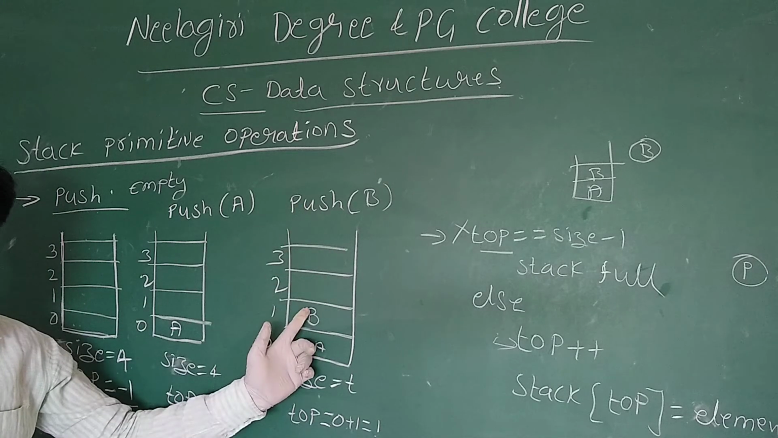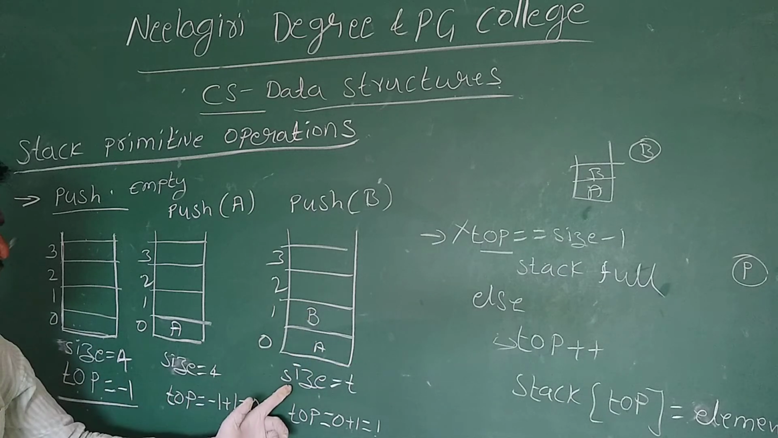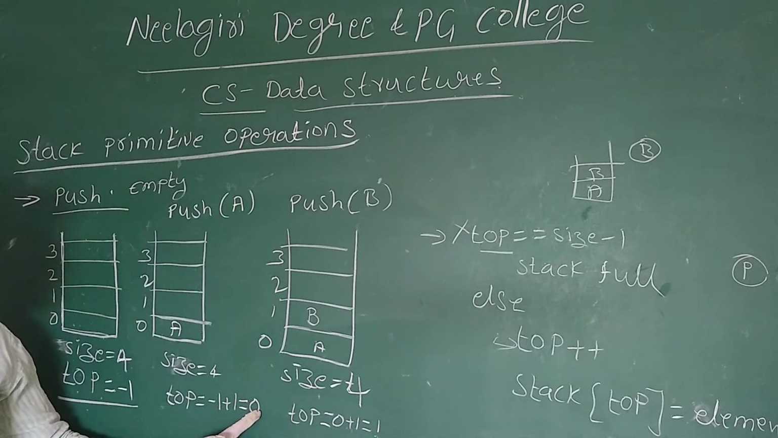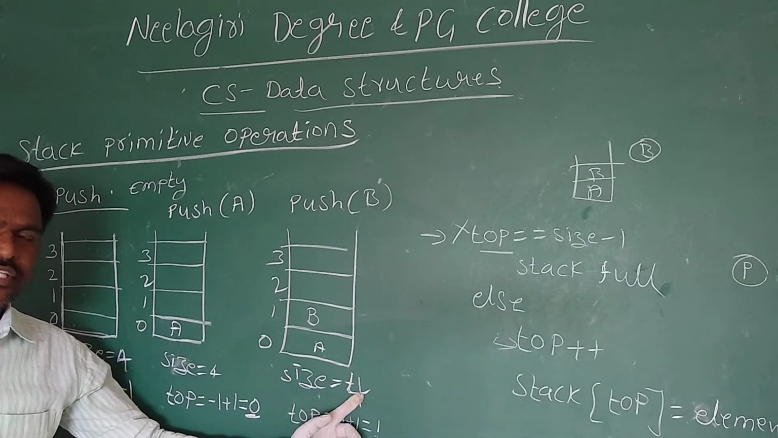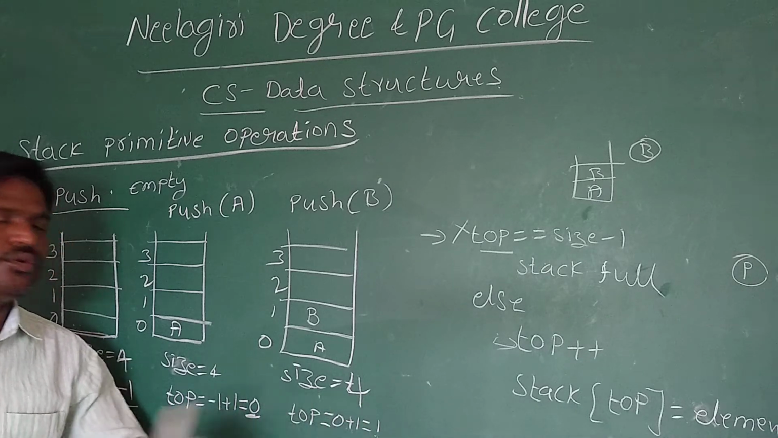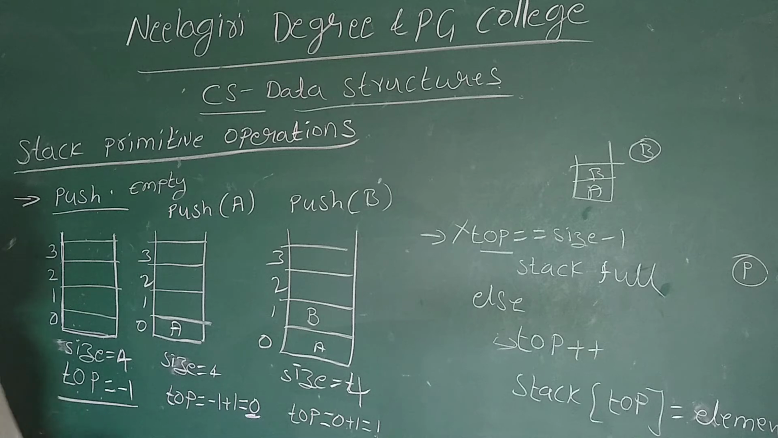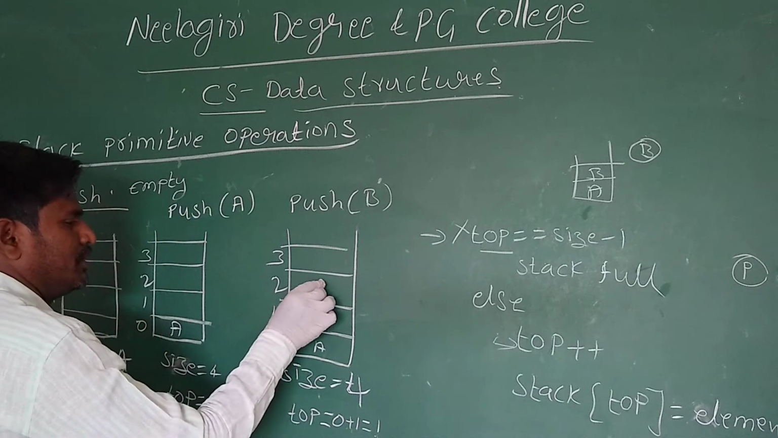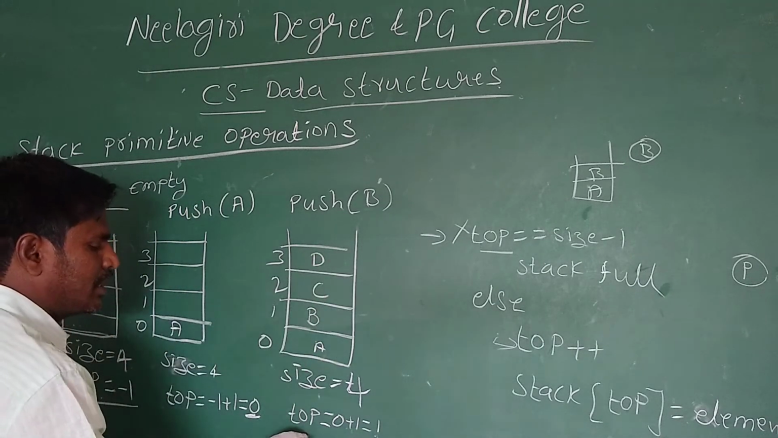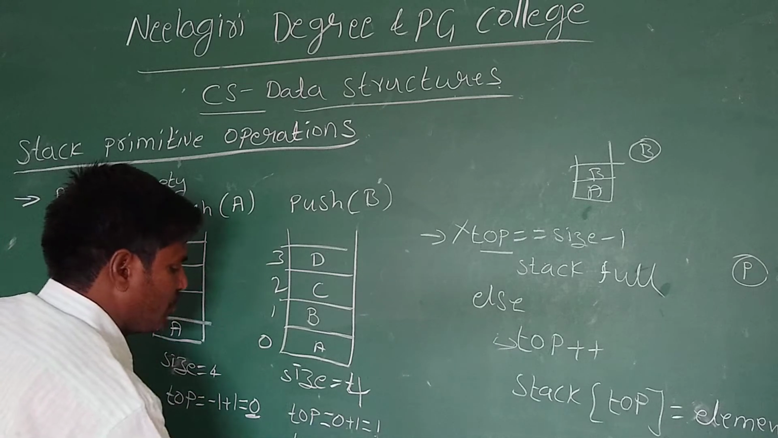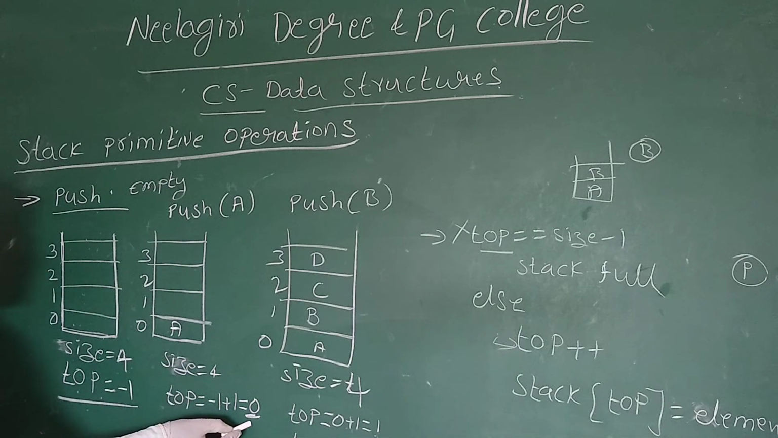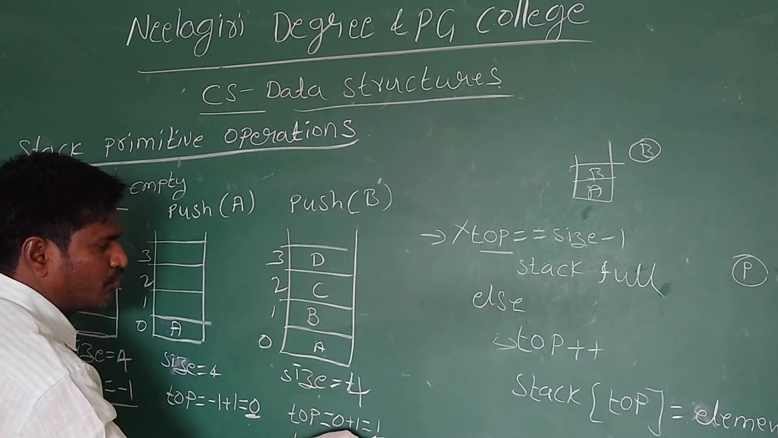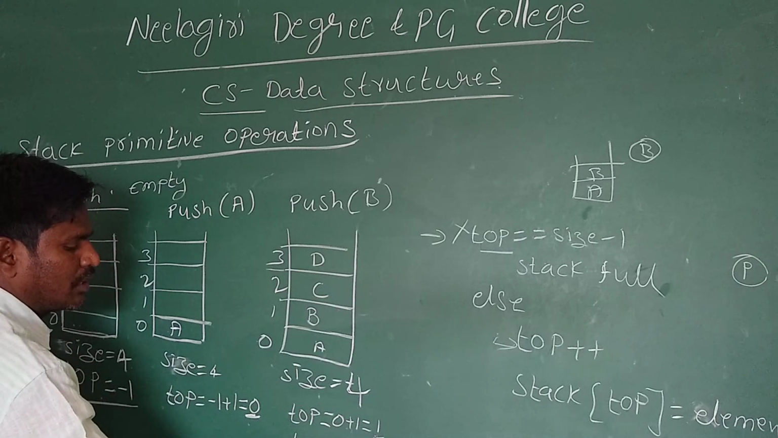Again I perform the push operation. Again size is 4. Again, what is the top value? 0. Is 0 equal to size minus 1? False. So increment the top value and insert the new element at 1. For example, the stack situation is like this: C, D. Now what is the top value? 3. How can you say? When there is an element at the 0th location, top value is 0. When there are elements up to the first location, top value is 1. When there are elements up to the third position, top value is 3.